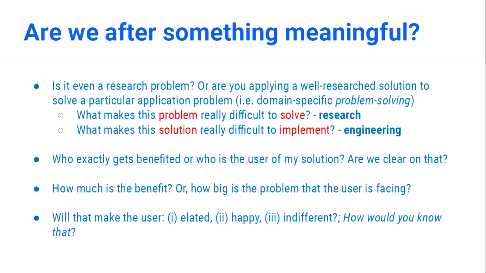When I review all sorts of papers, not just in Indicon but in a lot of top conferences, I see this issue happening even in top conferences. After you're done with this question, the second question should be: who exactly gets benefited, or who is the user of your solution? Are you clear on that? This is very, very important. I'll show this with an example also. The third question is: how much is the benefit? Let's say you have identified who is the user of your solution. How much is the benefit?